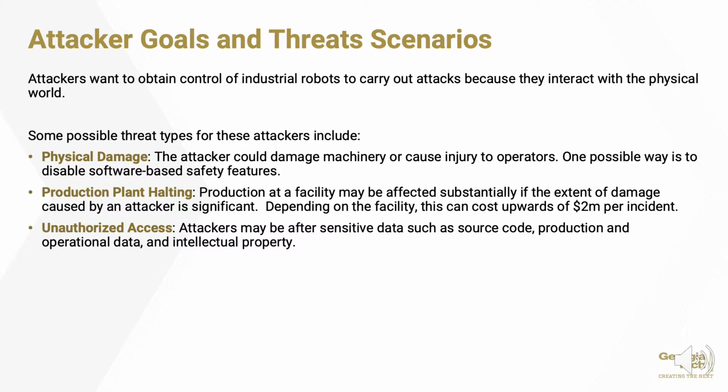So looking at some of those threat scenarios and possible risks, those can include, of course, physical damage, where the attacker can cause damage to the machinery or cause injury to the operators. Production plant halting, where if the damage is substantial, production at a facility can be halted for quite some time, and the longer the production is halted, usually the more costlier the incident is. And also unauthorized access. Maybe they're not looking to damage something, maybe they're looking for sensitive data. Could be source code, production and operational data and schematics, or intellectual property.